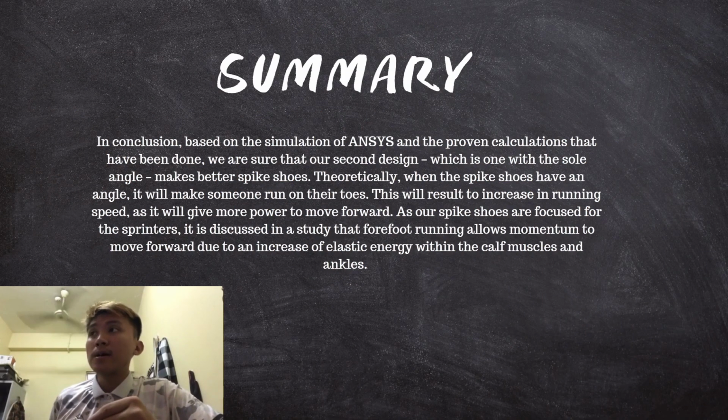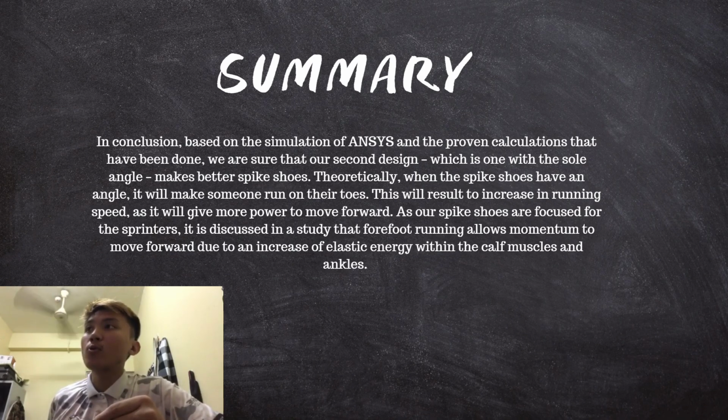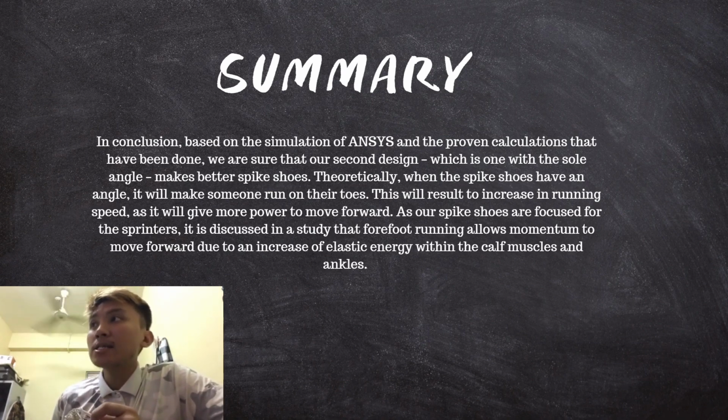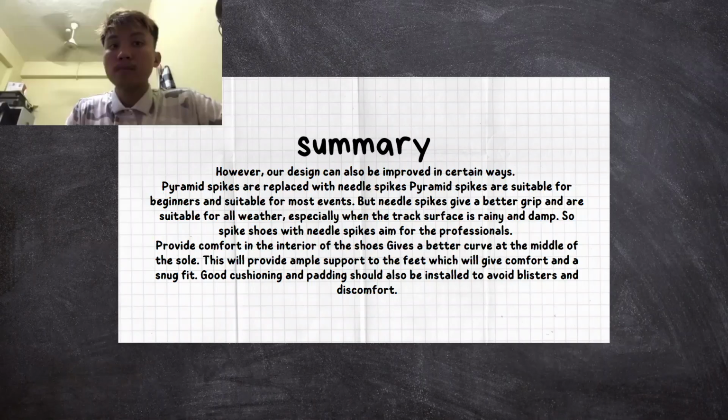In conclusion, based on the ANSYS simulation and the proven calculations that have been done, we are sure that our second design, which is the one with the sole angle, makes better spike shoes. Theoretically, when the spike shoes have an angle, it will make someone run on their toes. This will result in an increase in running speed, as it will give more power to move forward. As our spike shoes are focused on sprinters, it is discussed in a study that forefoot running allows momentum to move forward due to an increase of elastic energy within the calf muscles and ankle.